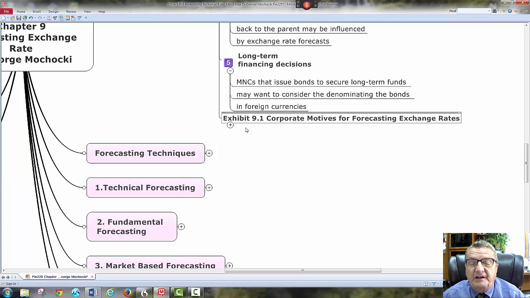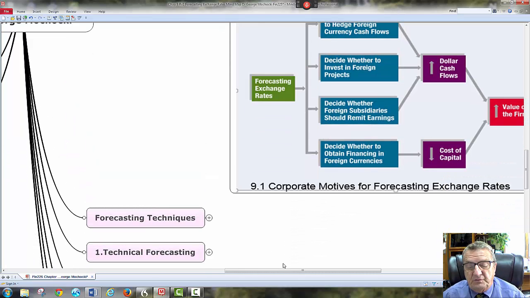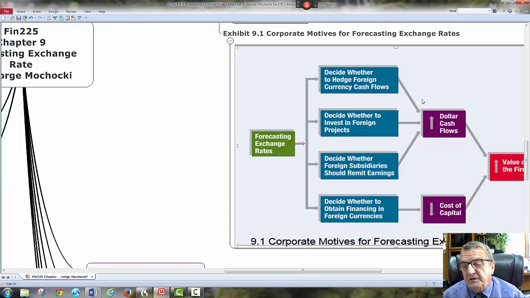Okay, exhibit: corporate motives for forecasting rates. And here it basically just gives you the flow chart. Comes in here, cash flow. I want cash flow to go up, or I don't want the cost of capital, I don't want to reduce it.